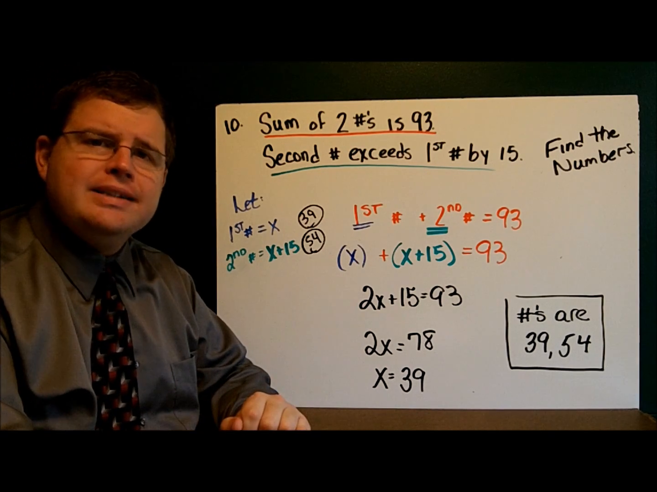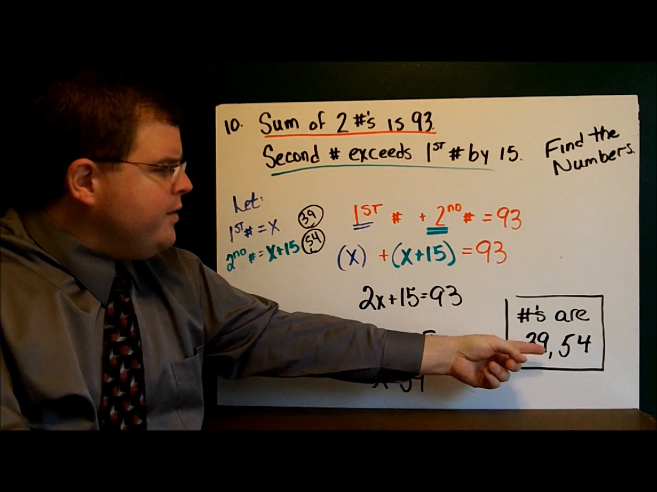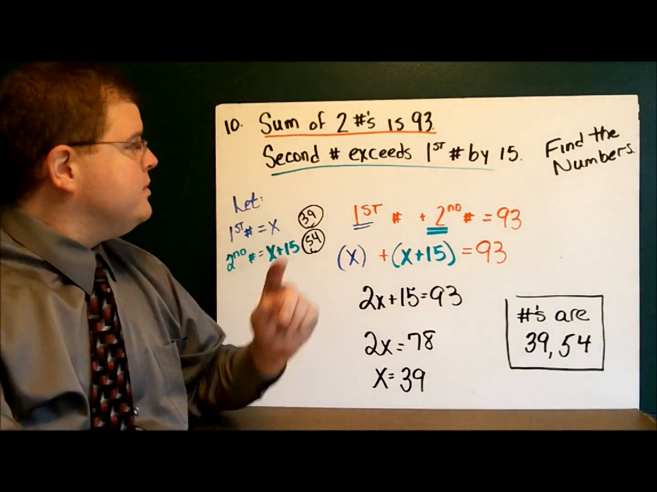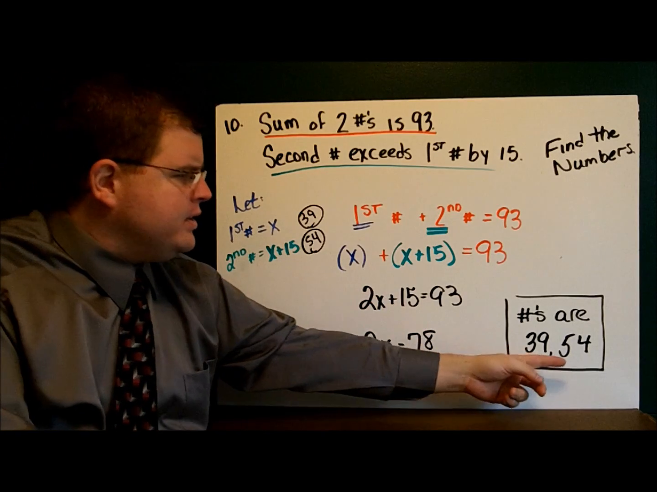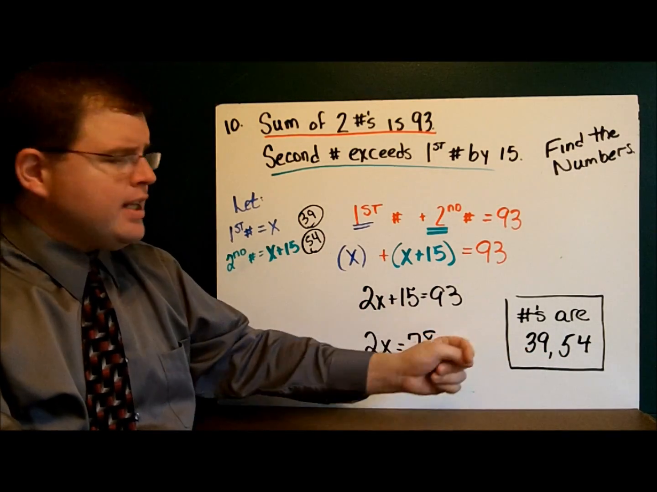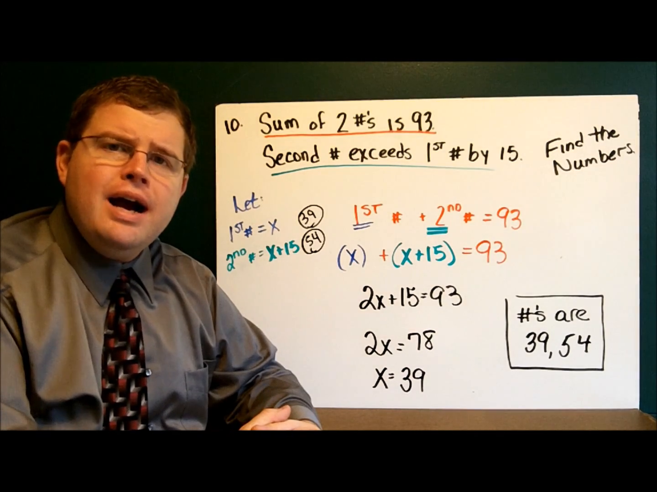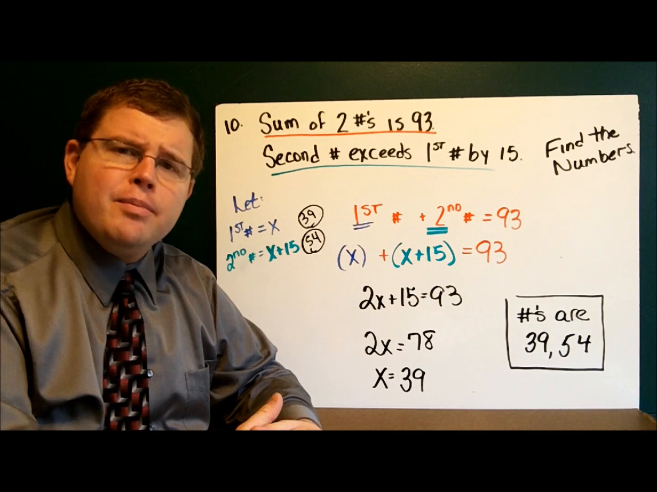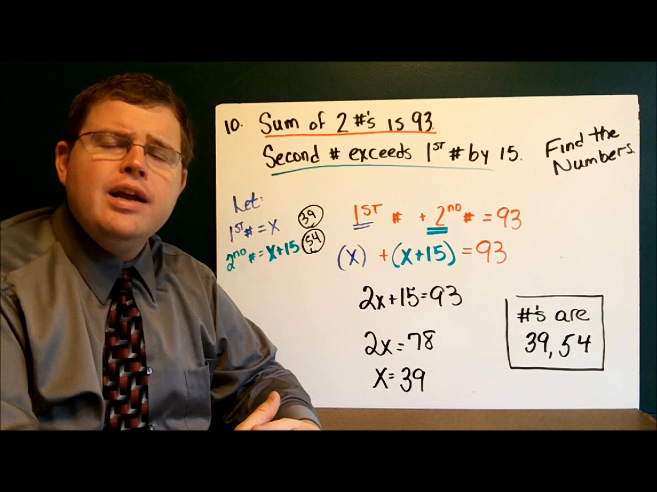Does this answer make sense? Well, the sum of the two numbers is 93. 39 plus 54, yep, that's 93. That's good. The second number is 15 larger than the first. Yep, that's 15 bigger than that one. And so it looks like 39 and 54 are my numbers. I'd like to leave you with one example to try. I'm going to ask you right now to pause the video and try the final example. Come back once you're done and we'll see how you did.